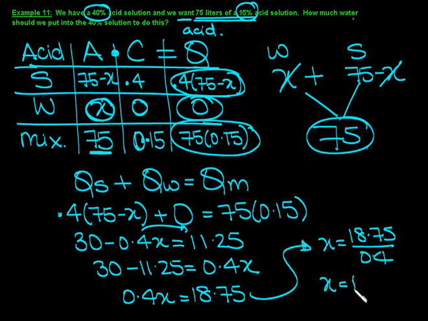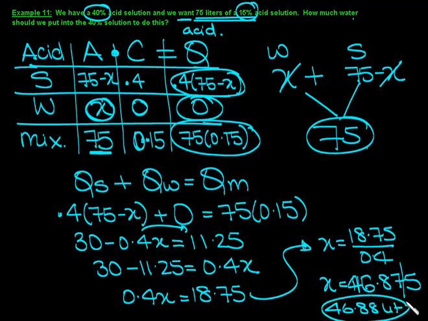So we get x is 46.875. That's how many liters of water we need to dilute the original solution, so that it ends up with only 15% acid. The original solution is at 40%, so we're going to mix it with this. We'll round it off, so the actual amount is 46.88 liters. And again, you do need to write the answer in terms of a sentence.